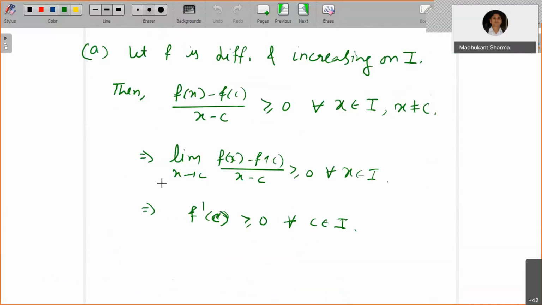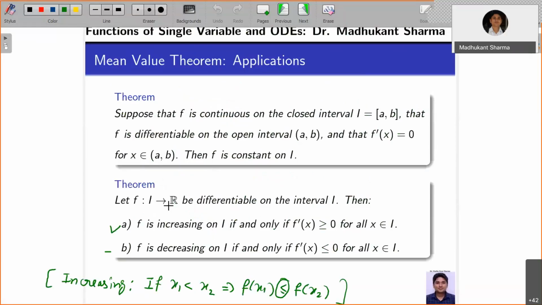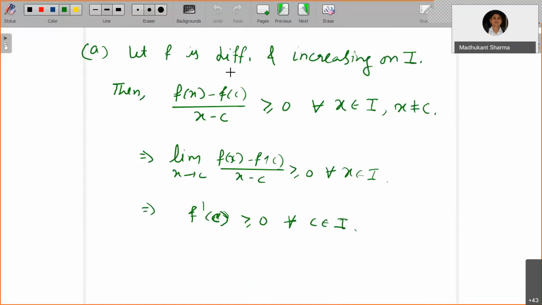So here are the steps. Let f be differentiable and increasing on I. We are starting with the first case: f is increasing on I and f is differentiable. Then we will show that f dash of x is non-negative. Then what you can show, which will always be true, is that f of x minus f of c over x minus c is greater than or equal to 0 for every x in I, x not equal to c.